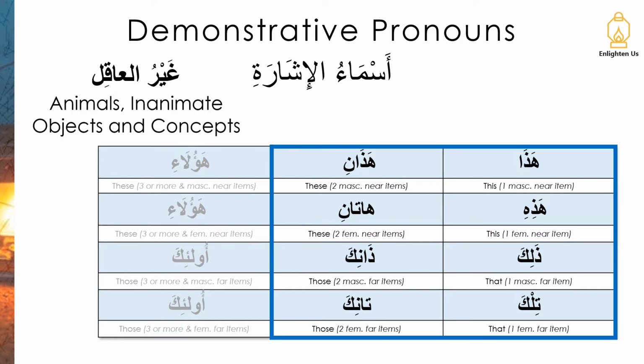What we term, however, as ghayrul aqil, so these are animals, inanimate objects, or even concepts, we can only use the singular or the dual asma'ul ishara. If you're talking about a plural of something, you use the feminine, so hadihi or tilka. This will become more apparent as we look at some examples, but just bear that in mind.